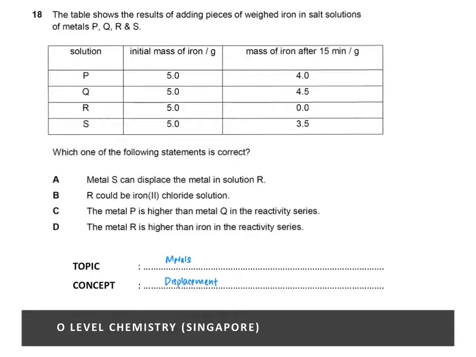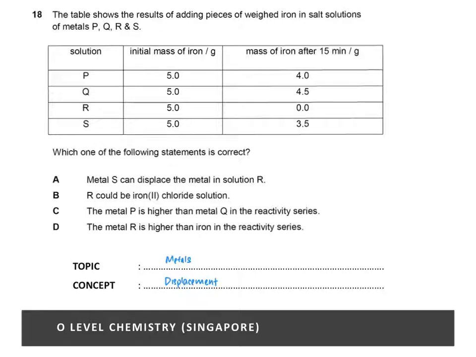This question is on the topic of metals. We are looking at displacement reactions. So what did we learn about displacement reactions? It is this: a more reactive metal can displace a less reactive one from its salt solution.